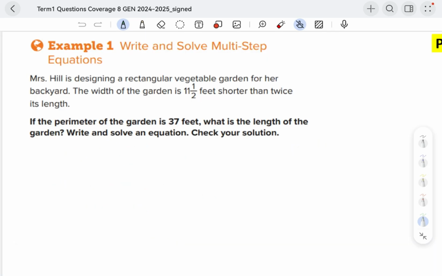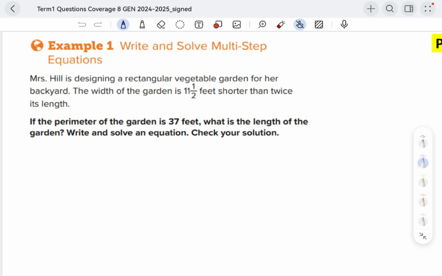Okay, now we're gonna go to write and solve multi-step equations. Also here we're gonna translate from a word problem to a mathematical equation. We're gonna have a multi-step, we're gonna have parentheses, and we're gonna use the distributive property as we did in the previous examples. Let's read the question.